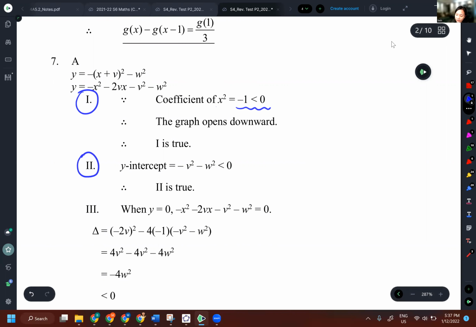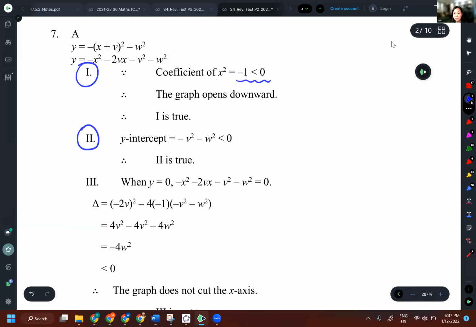Statement 2. The y-intercept can be found by substitution. When you put in x equals 0, you will find the value for y, and that value is the y-intercept. In this case, it is negative v squared minus w squared, and this must be negative. It's a negative square and another negative square. It must be negative. So the second is true.